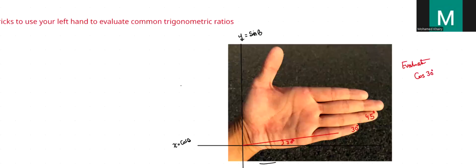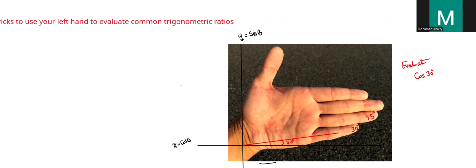Good morning, everyone. Let's start now to find out how to use our left hand to evaluate some common trigonometric ratios, like the common angles 0, 90, 180, 270, and so on, the multiples of those. Add to this 30, 45, 60, and so on.